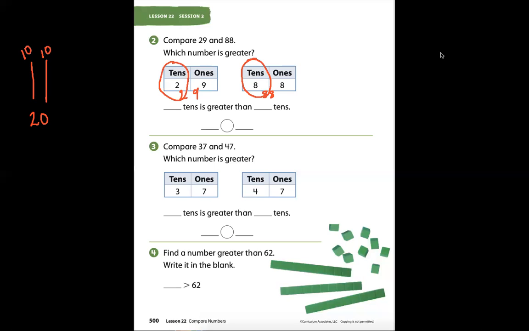The other groups of 10 for 88: 1 ten, 2 tens, 3 tens, 4 tens, 5 tens, 6 tens, 7 tens, 8 tens. They each have a value of 10. If you count all of these, you will have a value of 80. Which is greater, 20 or 80? 80 is greater.